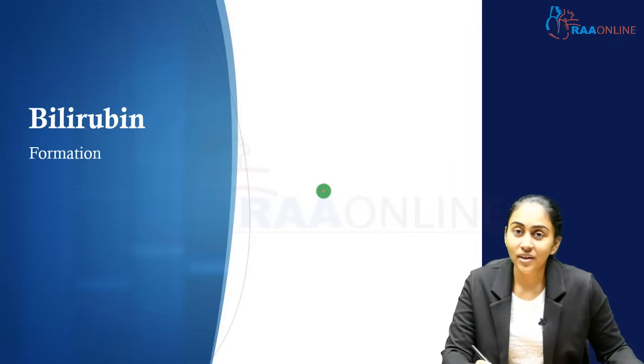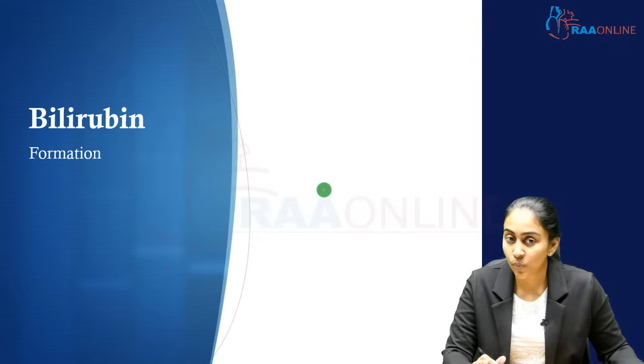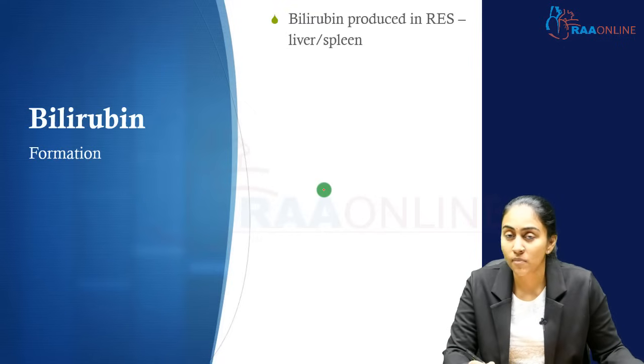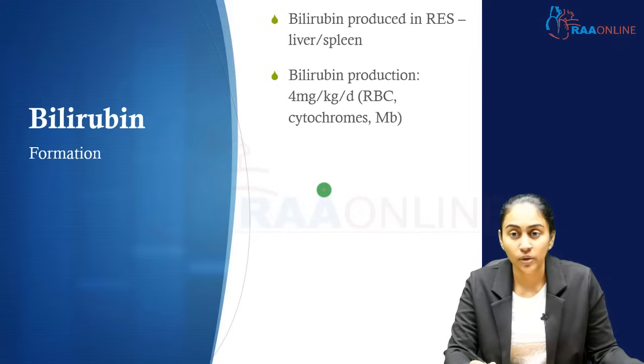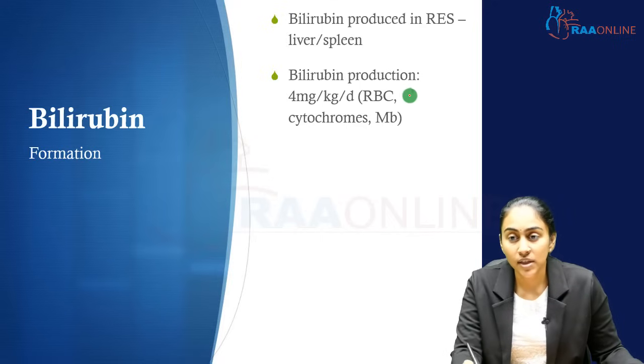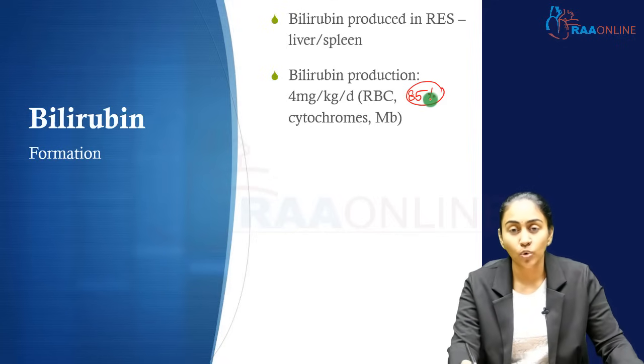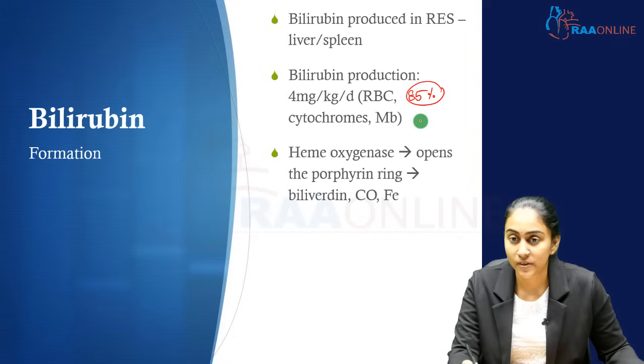Now, let's look a little at the bilirubin formation. How is this bilirubin formed? Bilirubin is produced in the reticuloendothelial cells in the liver and spleen, and it is produced at a rate of about 4 mg per kg per day. 85% of the bilirubin that is produced comes from the heme, from the old RBCs. Another about 15% comes from the myoglobin and from the cytochromes.